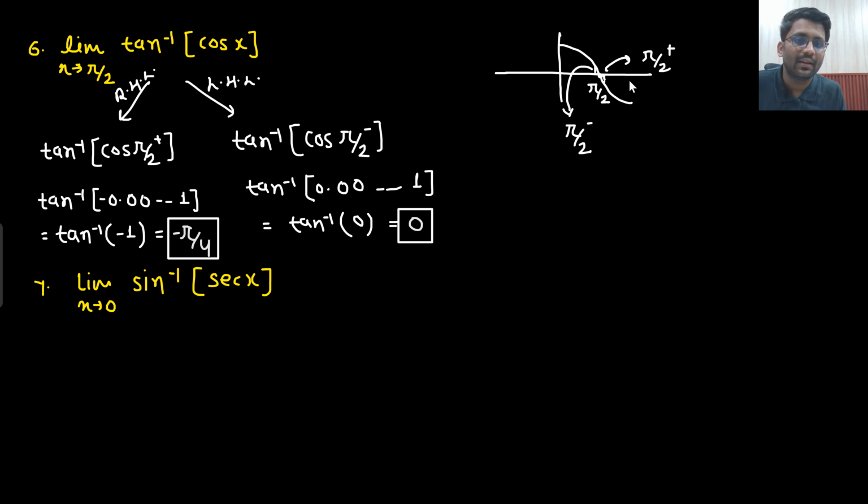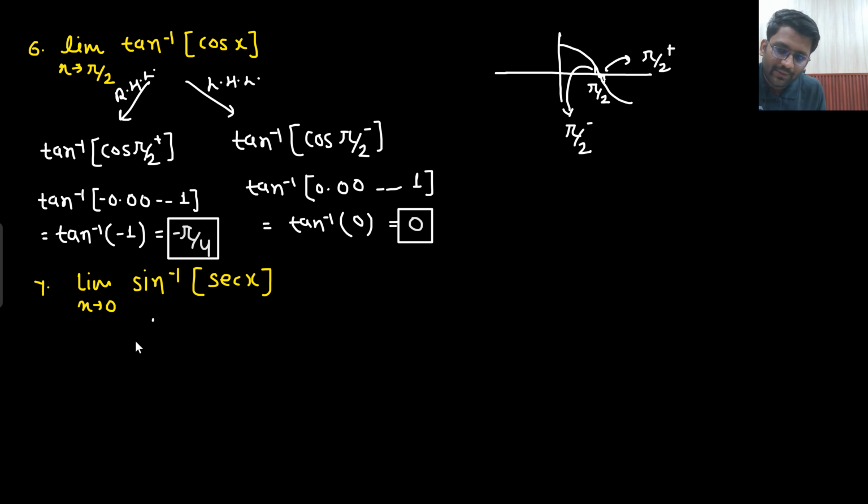And then here at pi by 2 minus, the left hand limit. What does that mean? The value will be somewhat greater than 0, that means 0.001, and this greatest integer function will map it to 0 only. So tan inverse 0 will be 0. That is the answer. Solve this question.